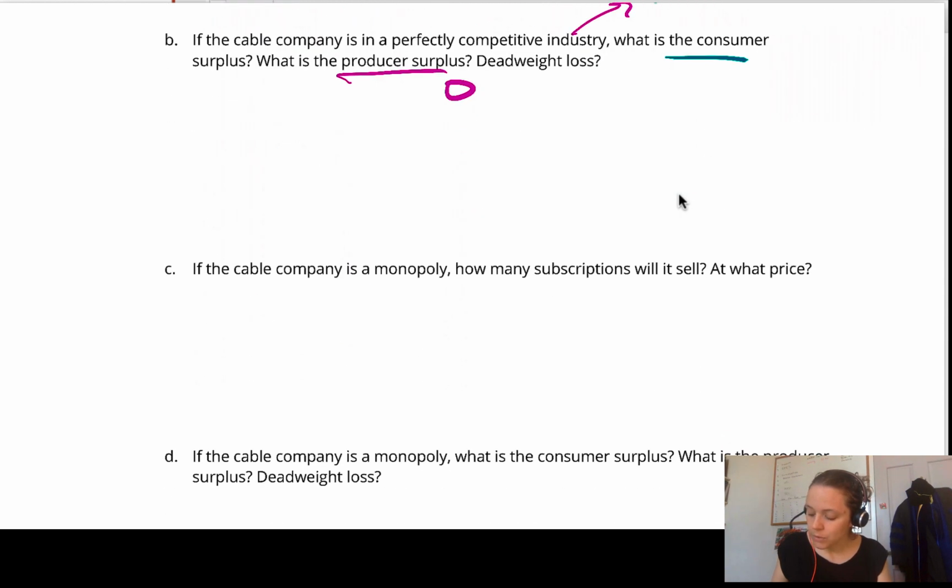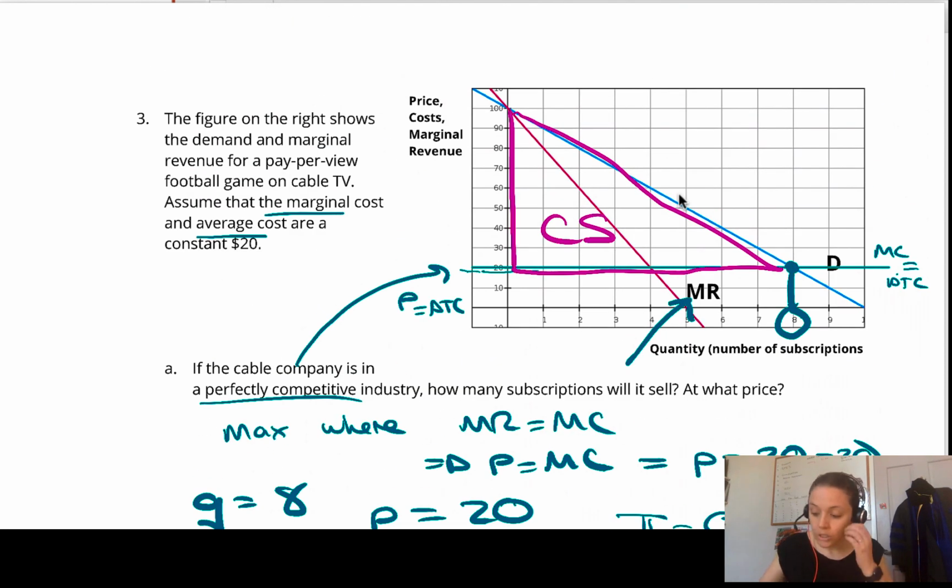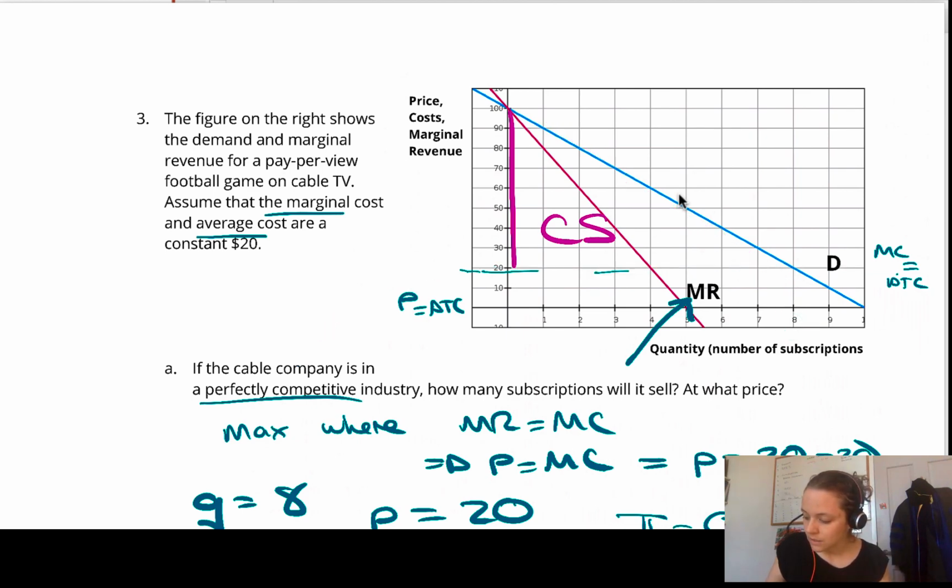So now, let's suppose we have a monopoly. How does this change our graph? Well, it changes everything. Specifically, what it changes is that we're no longer producing at this intersection. This intersection is dead to us. This is no longer our consumer surplus. All of this is gone.